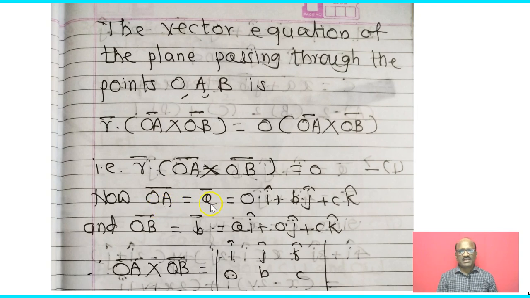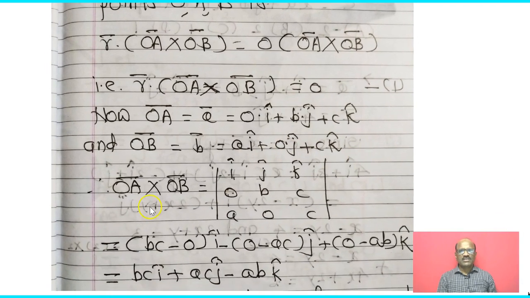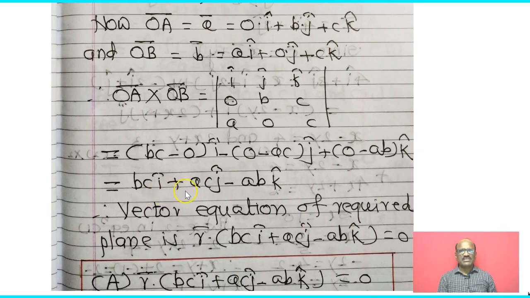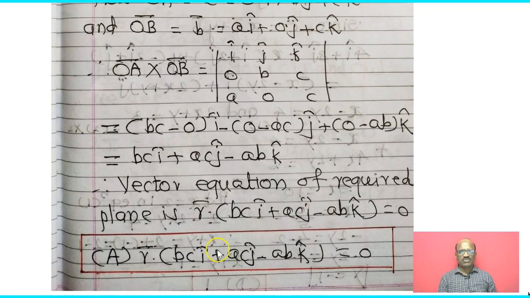OA is nothing but the vector A bar, which equals 0 i cap plus B j cap plus C k cap. OB means B bar, which equals A i cap plus 0 j cap plus C k cap, and their cross product, OA bar cross OB bar, is the determinant with rows i j k, 0 B C, A 0 C, and then you will get BC i plus AC j minus AB k cap. The vector equation of the required plane is r bar dot in bracket BC i cap plus AC j cap minus AB k cap equals 0, and hence option A is the correct one.